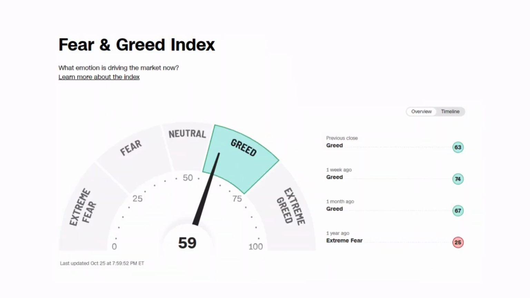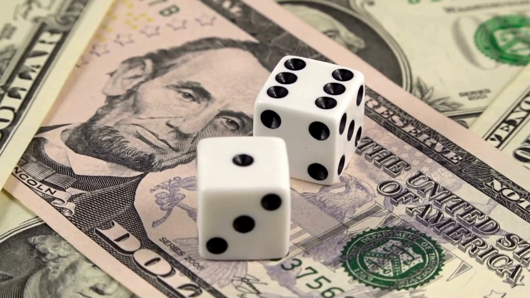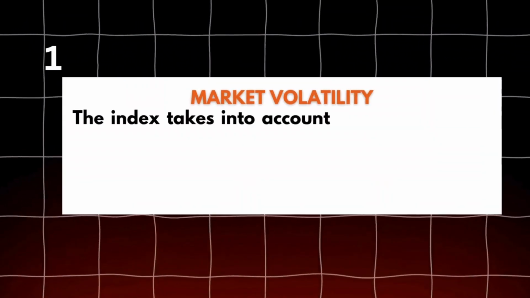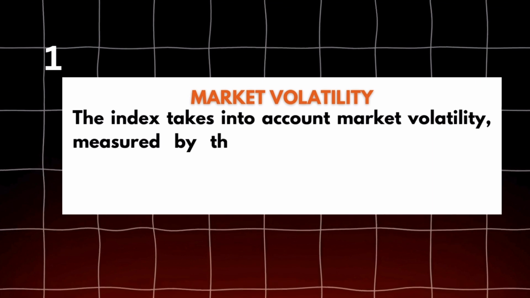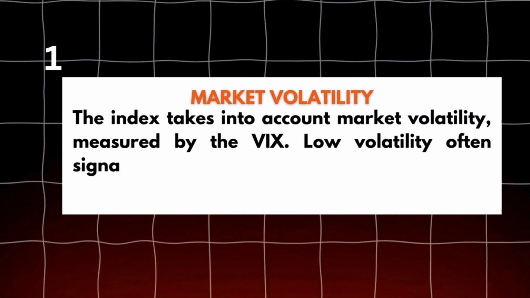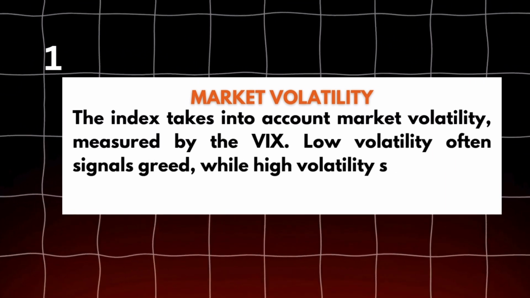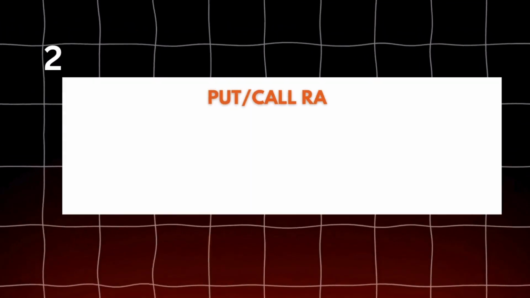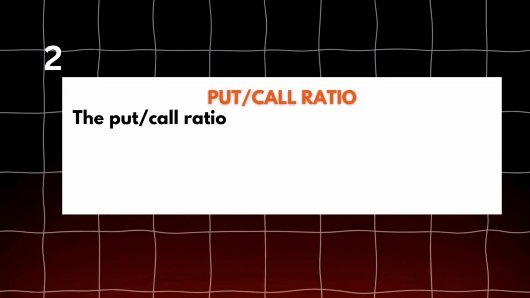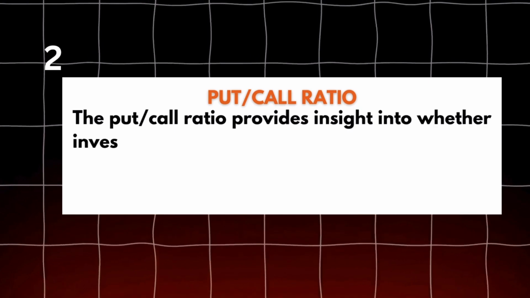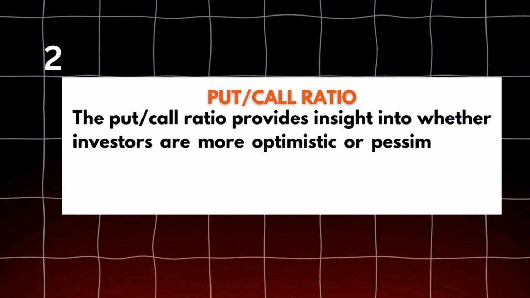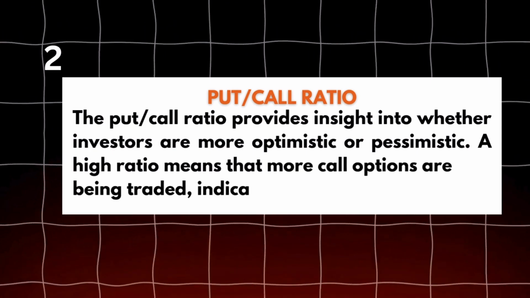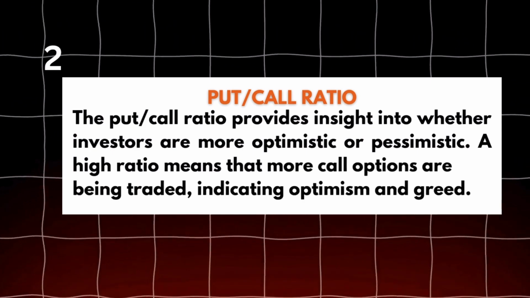The Fear and Greed Index is based on various factors. 1. Market volatility. The index takes into account market volatility, measured by the VIX. Low volatility often signals greed, while high volatility suggests fear. 2. Put-call ratio. The put-call ratio provides insight into whether investors are more optimistic or pessimistic. A high ratio means that more call options are being traded, indicating optimism and greed.